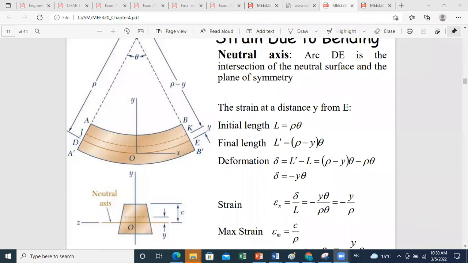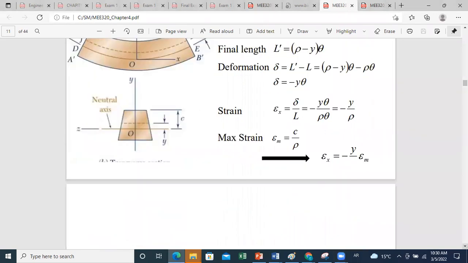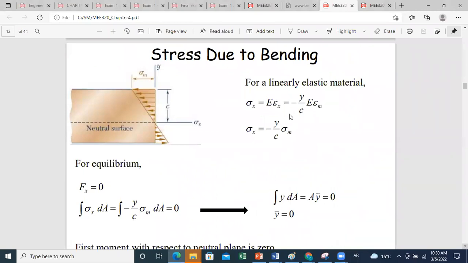So also the stress will vary in a linear way. So we can write that since sigma x is E, the modulus of elasticity, times the strain, then sigma x will vary in a linear way with y. And because epsilon x can be replaced by minus y epsilon m over c, and E epsilon m is equal to sigma m, we can also express the variation of the stress as a function of y with respect to the maximum stress within the section.